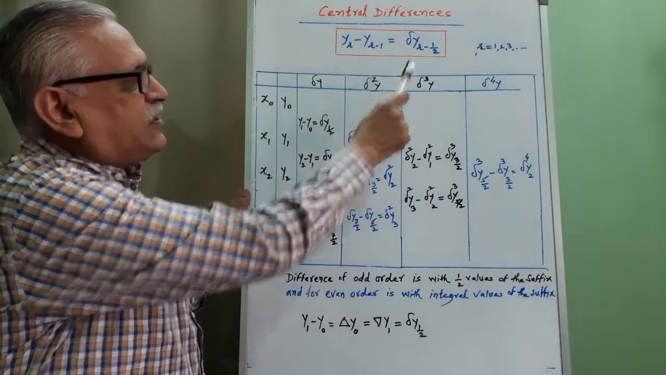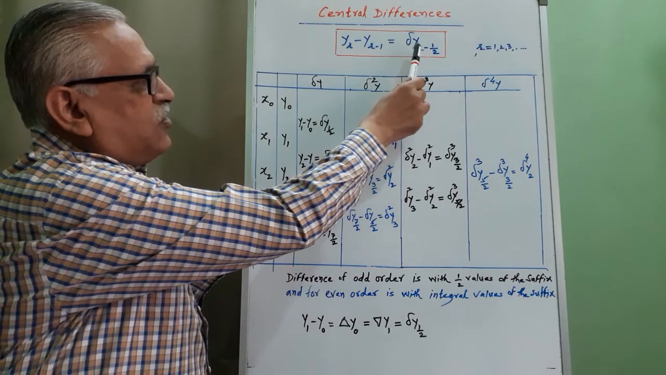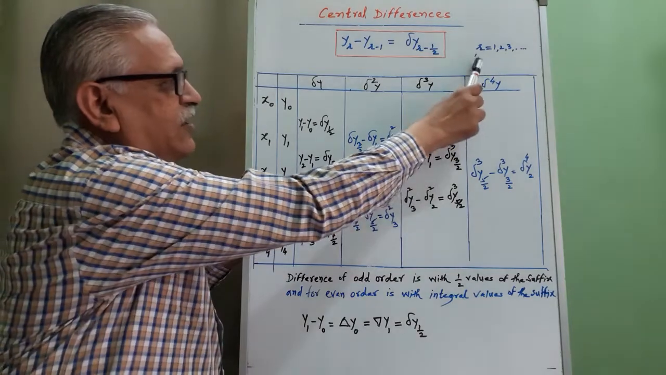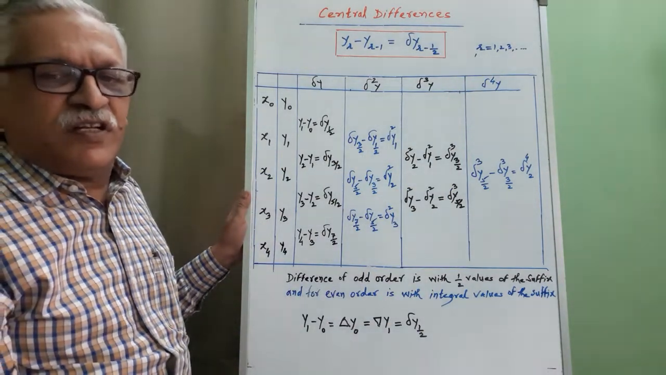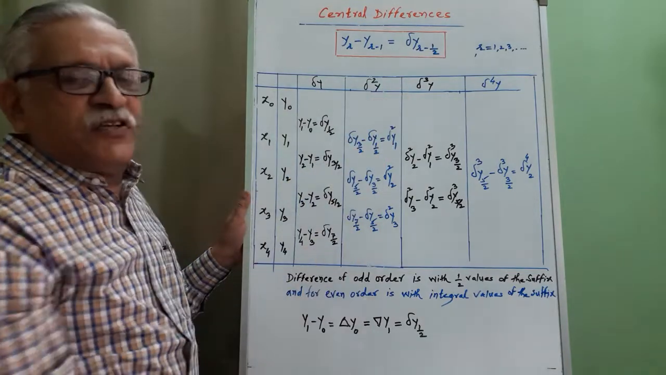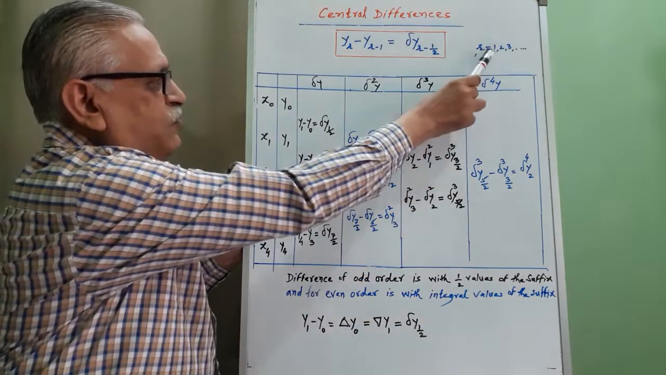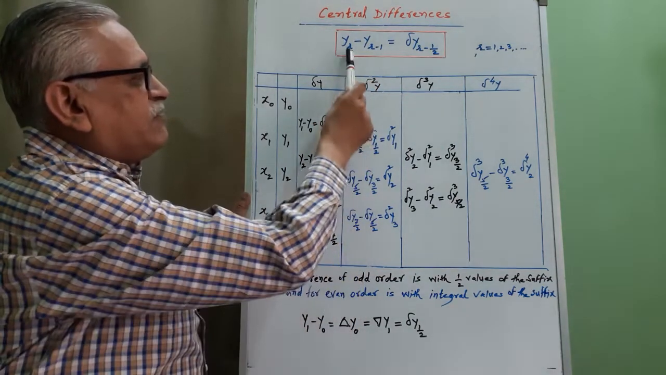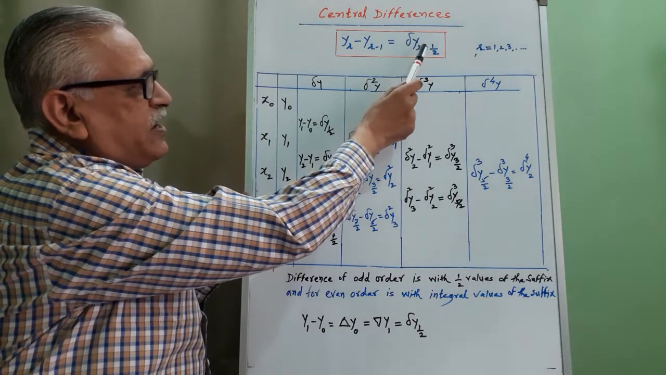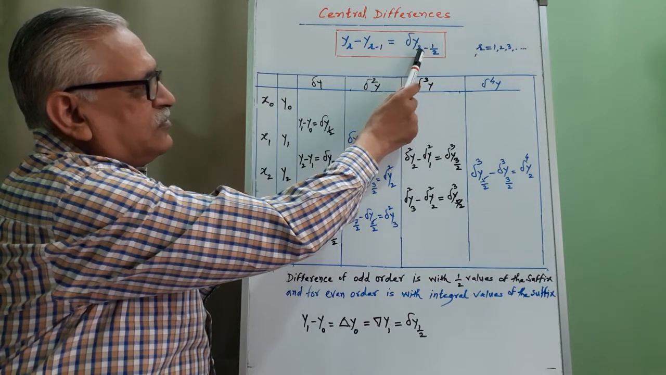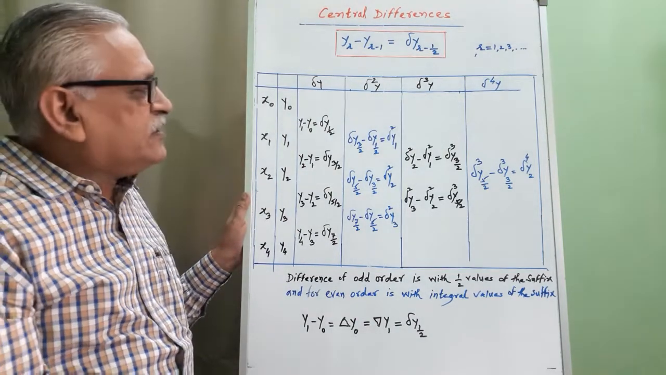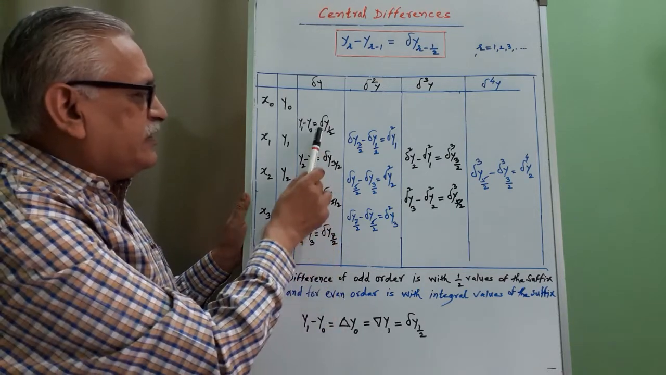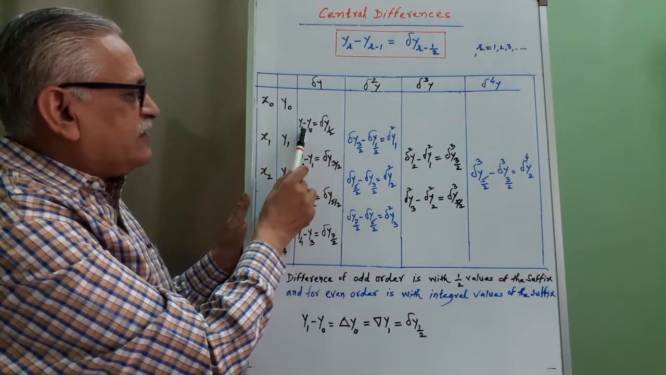y_r minus y_(r-1) is equal to delta y with suffix r minus 1 by 2. Values of r change from 1, 2, 3, and so on. Therefore, this is the notation to denote central differences. If we put r equal to 1, we get y1 minus y_(1-1), that is y0. y1 minus y0 is equal to delta y with suffix 1 minus 1 by 2. 1 minus 1 by 2 we get 1 by 2. Therefore, the first central difference, delta y 1 by 2, is y1 minus y0.